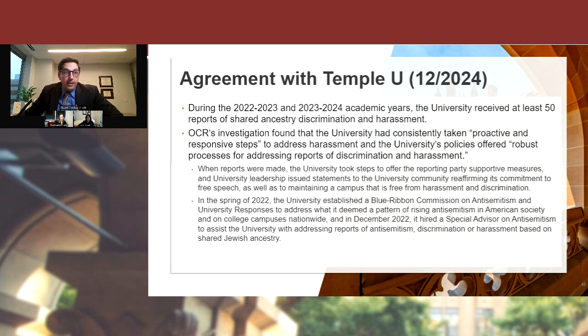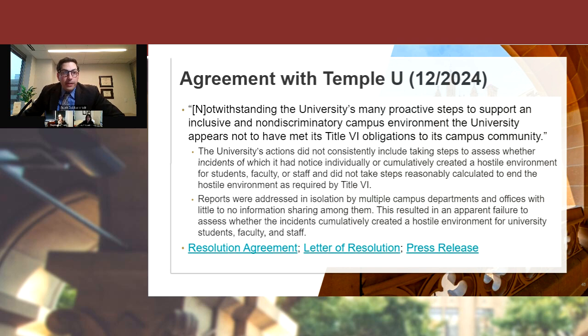And then finally, the agreement with Temple University. This one was just published very recently. Again, OCR credited the university for taking a number of proactive and responsive steps. But the main concern OCR had is that the university's actions didn't consistently include steps to assess whether these incidents had notice of an individual or created a hostile environment for students. So we have reports addressed in isolation, in silos, and that was really the concern of OCR. When you have siloed reporting, especially at a large institution, it's hard for an institution to determine whether a true hostile environment exists, or the extent or scope of it.